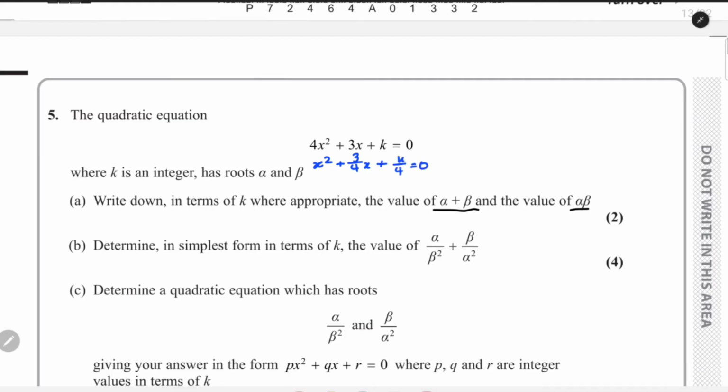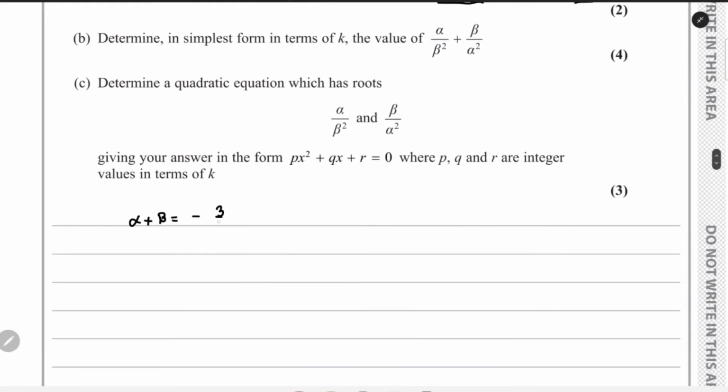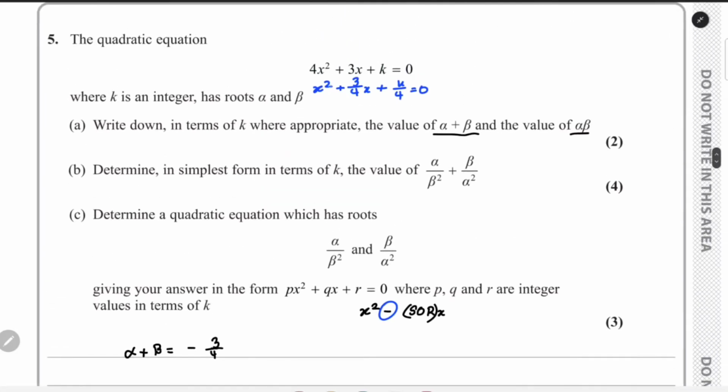So alpha plus beta is minus 3 by 4. We have to bring this minus over here, which is commonly missed out since the equation is x square minus sum of roots times x. You have to notice that there is a minus over here, but there's a plus over here.